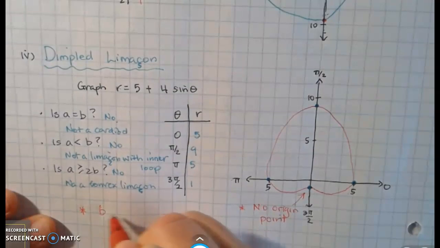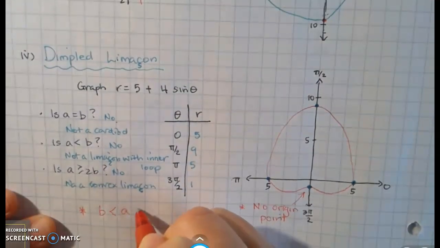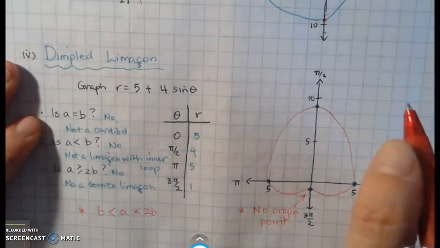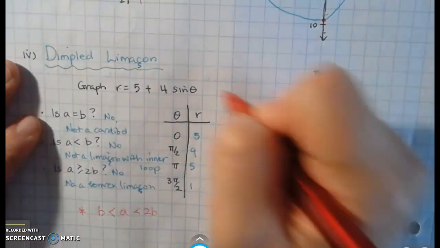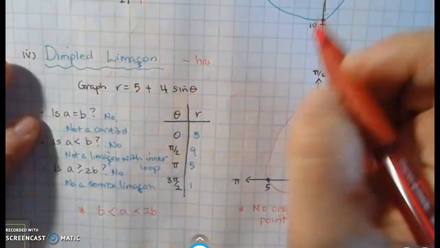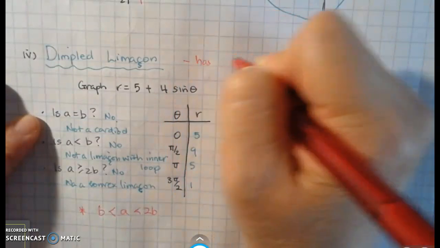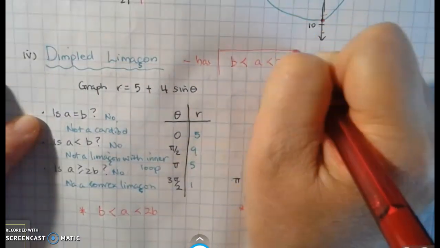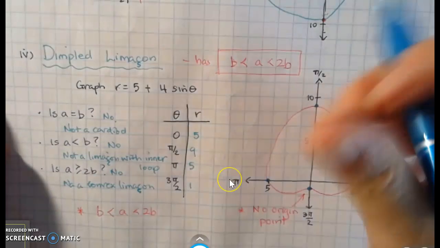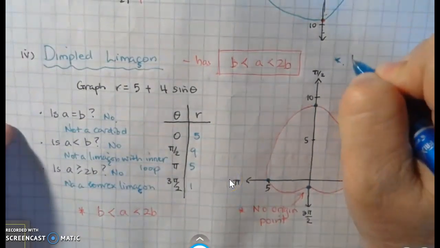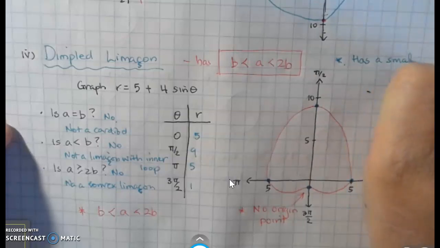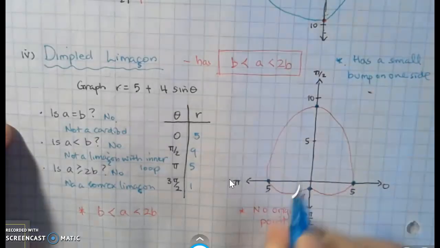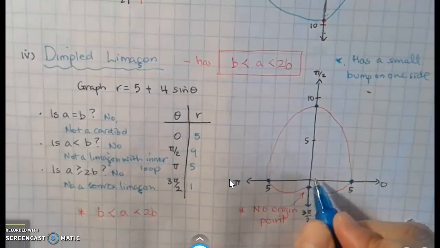So in this case, a is between b and 2b. The shape we get is one side that has a small bump in it. So b is smaller than a, which is less than 2b. And what is the shape that we get from it? It has a small bump on one side. Here is the side with a bump, and it does not involve the origin.